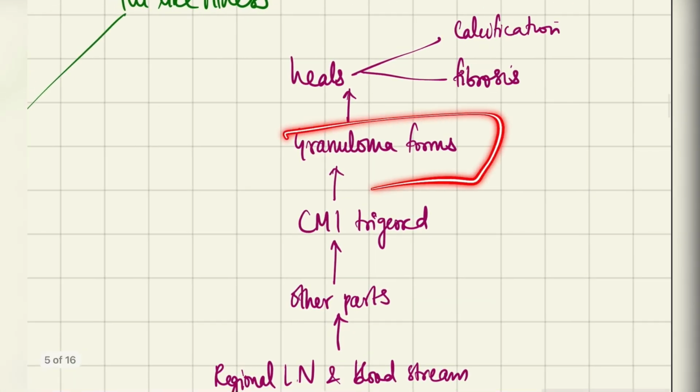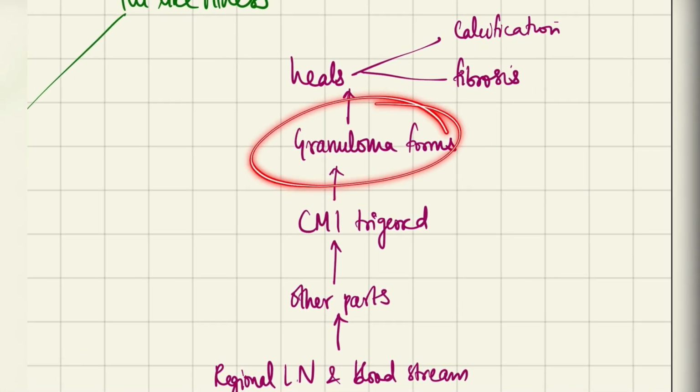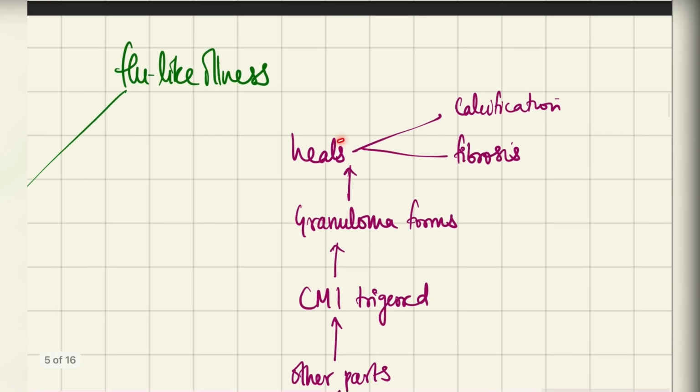As this granuloma heals, this leads to calcification and fibrosis. One thing to remember is that this is the end stage of the disease. There will be no reinfection, that does not occur here. As soon as it heals, granuloma forms, there is healing, calcification, fibrosis, end of disease.